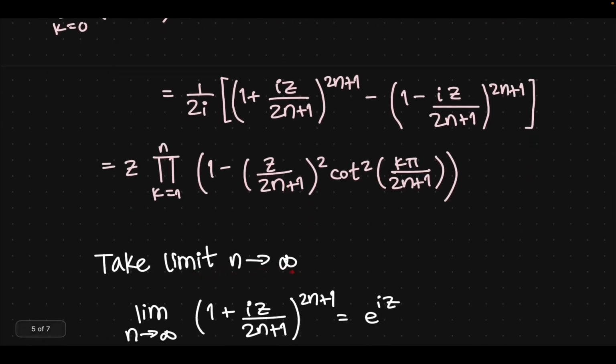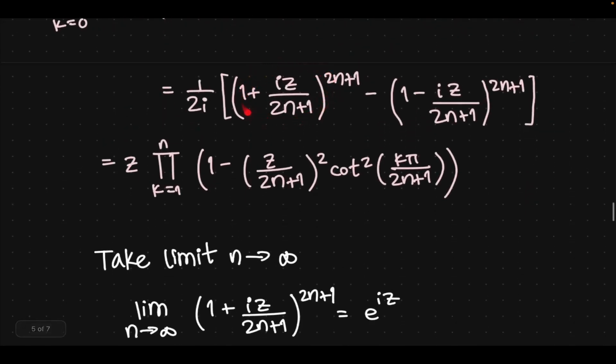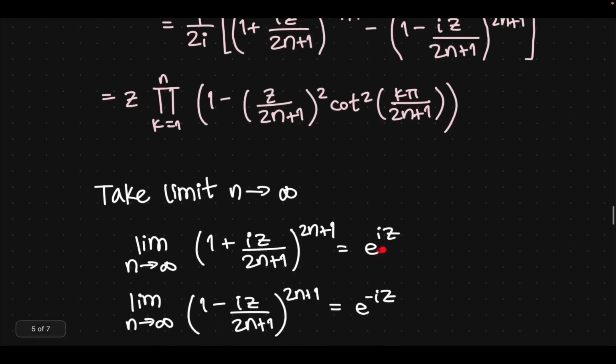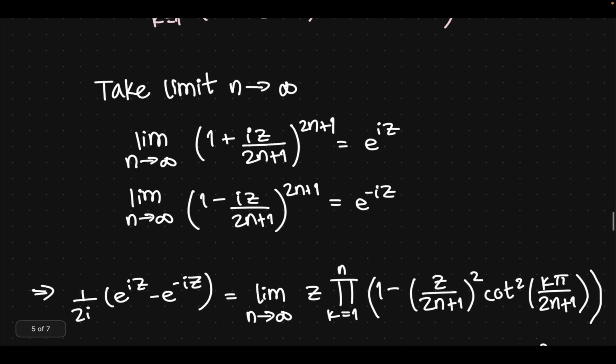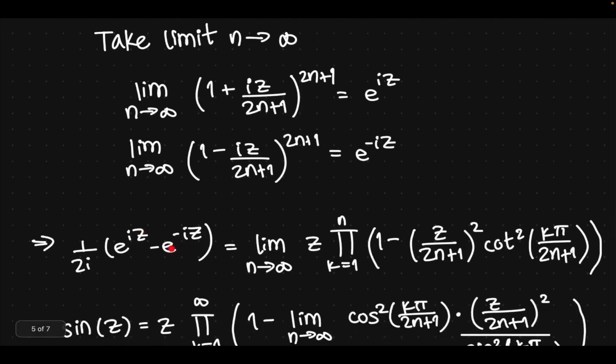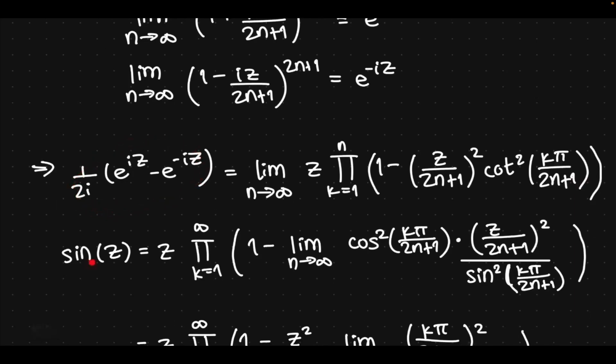Now we can take the limit as n goes to infinity, and notice that the terms on the right-hand side of the pink equation that have these exponential-looking things evaluate to e to the iz and e to the minus iz, just by the definition of the exponential function. So we have 1 over 2i times (e to the iz minus e to the minus iz) equals the limit as n goes to infinity of z times the product k equals 1 to n of 1 minus z over 2n plus 1 squared cotangent squared k pi over 2n plus 1. So this just becomes the sine by definition. So sine z equals z times, we can actually take the limit.